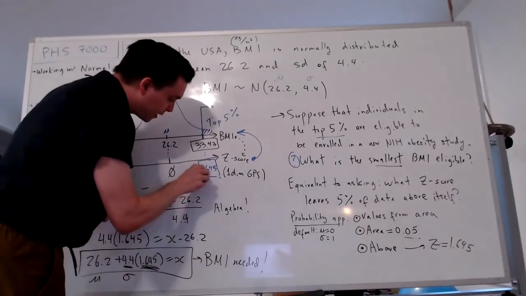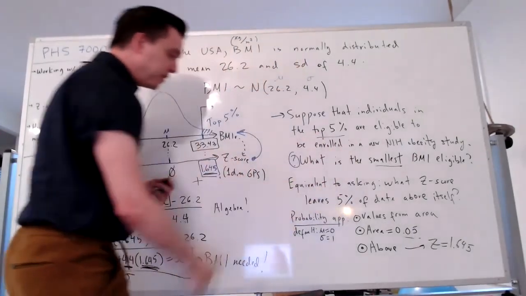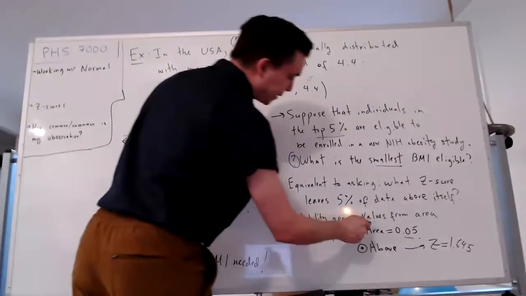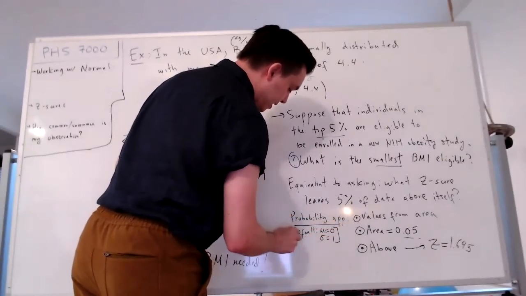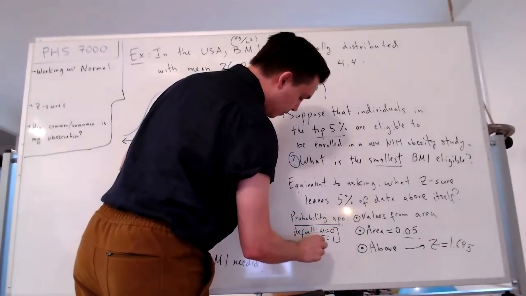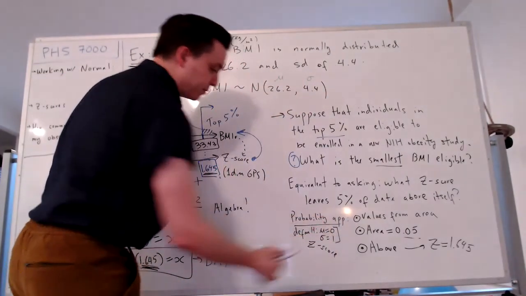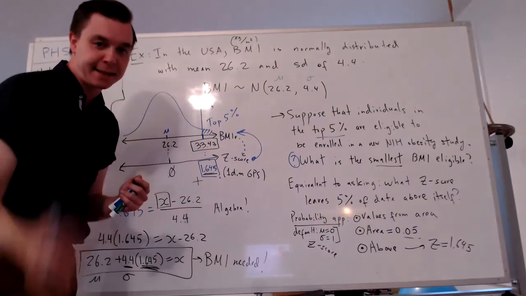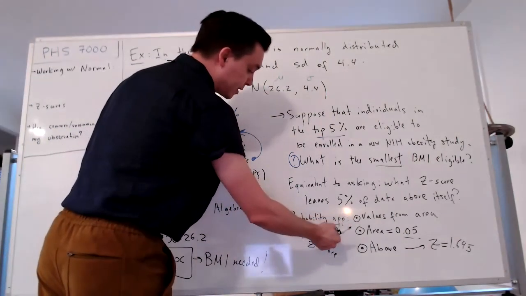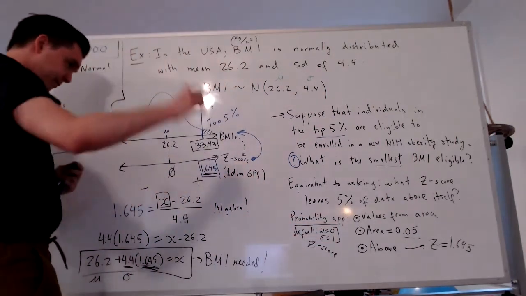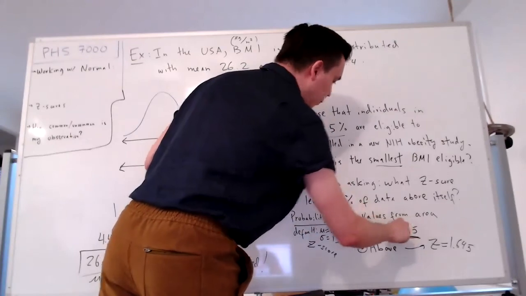How do we know that it's 1.645? We used the handy dandy probability app. We picked values from an area. We made sure that we're working with a Z-score, right? Z-score means we're using the standard normal distribution. Remember, Z-scores always have a standard normal distribution. Standard normal distribution means mean equals 0, standard deviation of 1. So we have value from an area. We select area of 0.05.